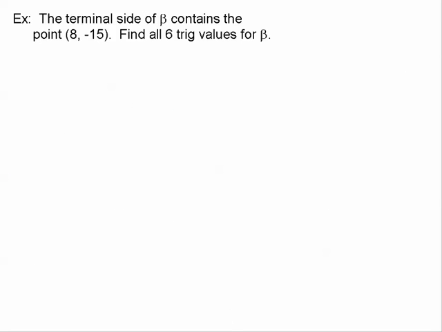So here's our final problem. The terminal side of beta contains the point (8, -15). Find all 6 trig values for beta. Okay, so we've switched our angle from theta to beta, but we're still doing the same thing.